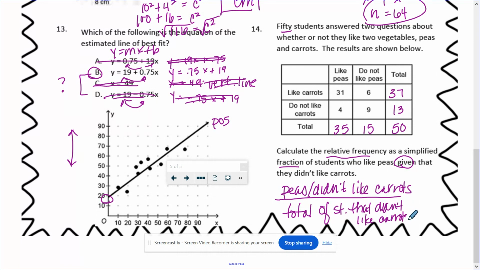So let's now look at our table. Peas and didn't like carrots. So likes peas, did not like carrots is a 4. And the total of students that didn't like carrots. So let's find the words don't like carrots. Here it is. So do not like carrots. So I have to look over to get my total, which is 13, and that is already reduced.